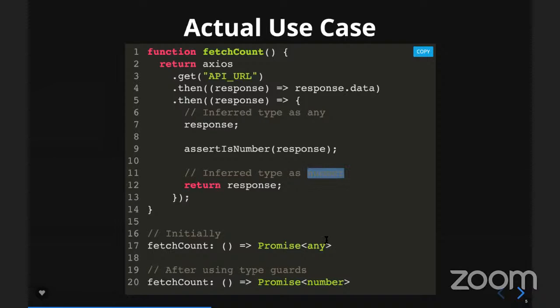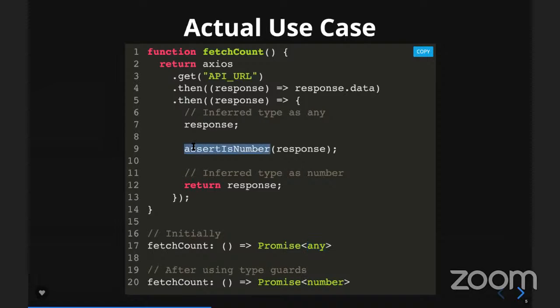How this actually matters to us is, without using a type guard, the function signature of fetch count was a function that takes nothing but returns a promise that resolves to any, which is a bad sign and which could lead to a bunch of errors inside your code.